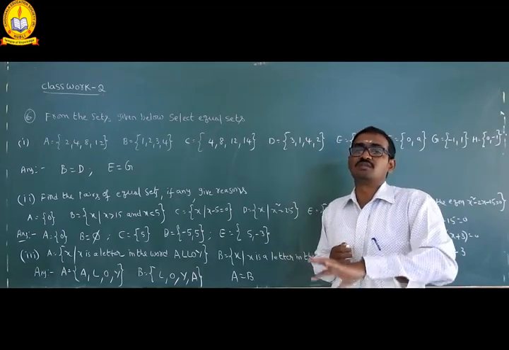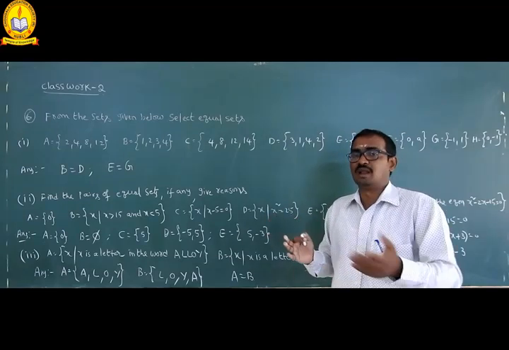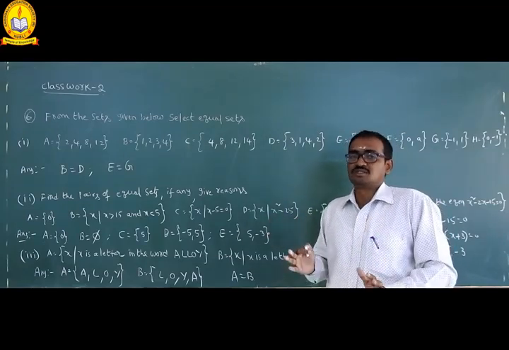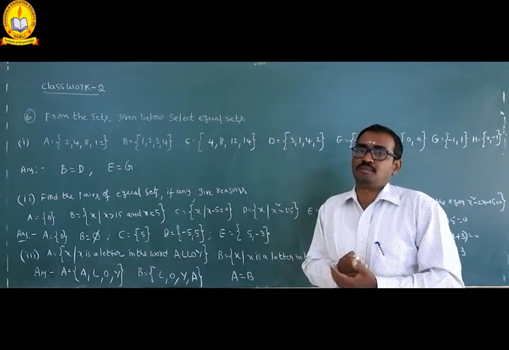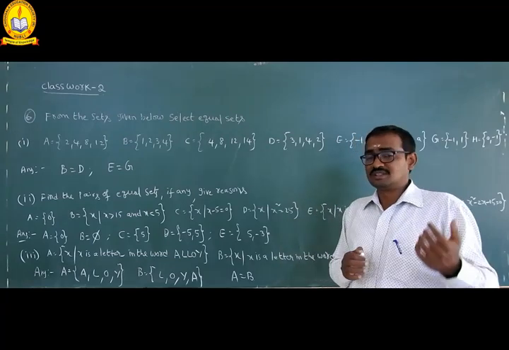And the last one we explained in the previous class, equal sets. Two sets are said to be equal sets if they have the same number of elements and the same elements. Number of distinct elements are the same and elements are also the same. These are the definitions I explained in the previous class.